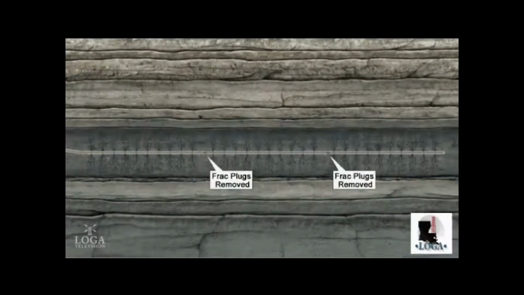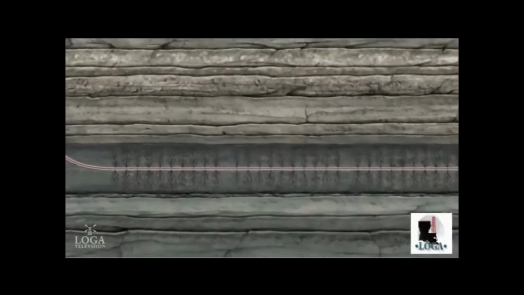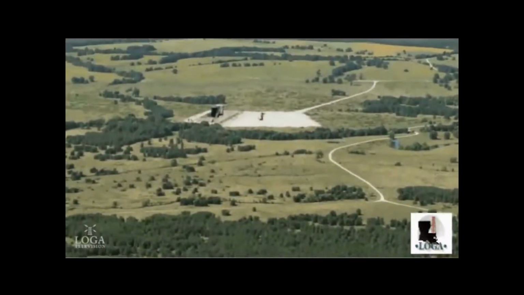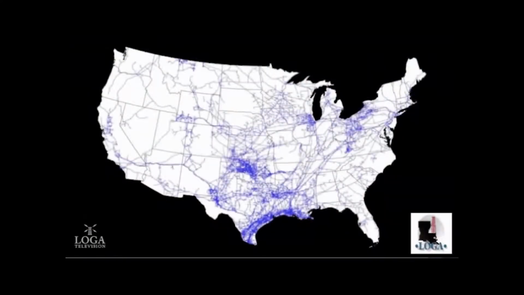This process of perfing and fracking can be repeated several times to cover the entire horizontal distance of the wellbore. Once fracking is completed, the plugs are drilled out, allowing the gas to flow up the wellbore. The next step is to install a permanent wellhead, also known as a Christmas tree, and other necessary surface equipment. A pipeline is then built to transport the gas to the pipeline network.